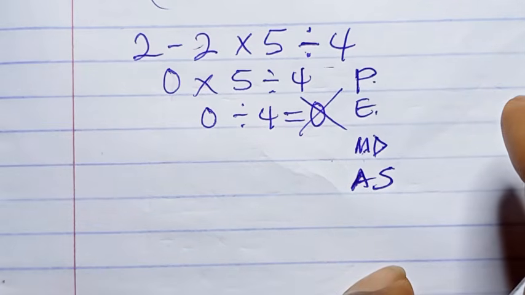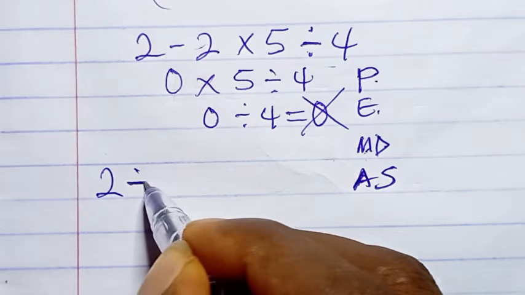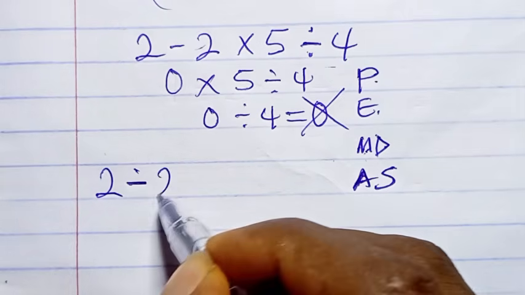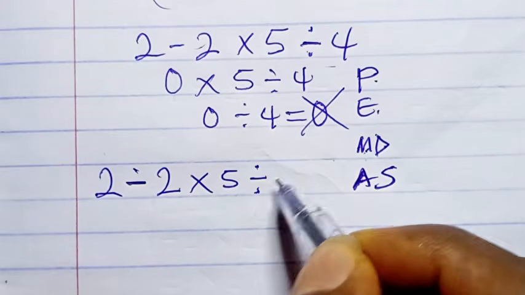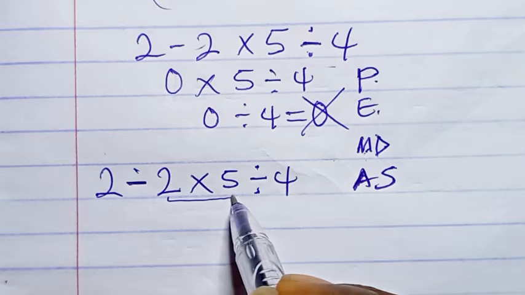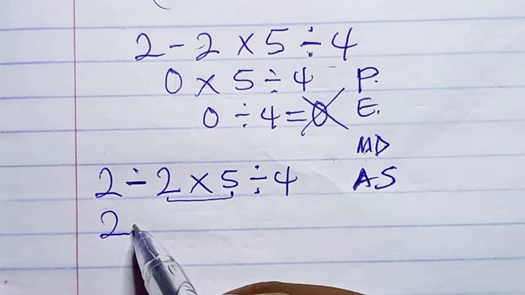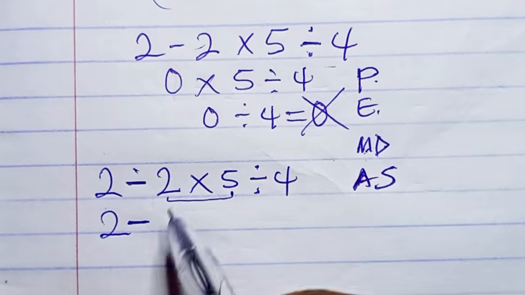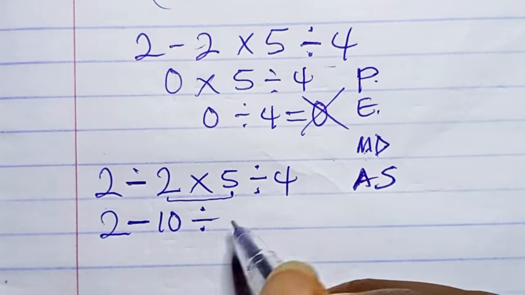Okay, so now we are going to write the question again. 2 minus 2 times 5 divided by 4. So now we have to do this multiplication first. Bring down this minus sign. 2 times 5 will give us 10. All right, divided by 4.